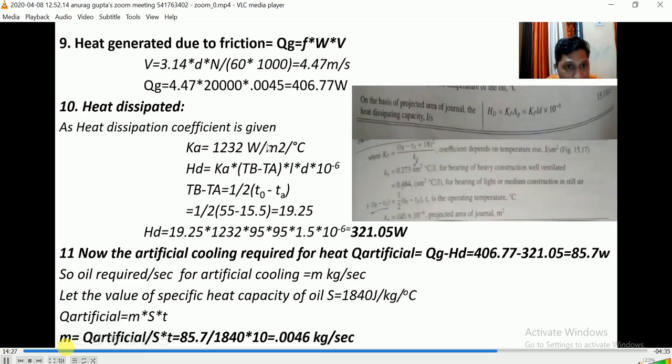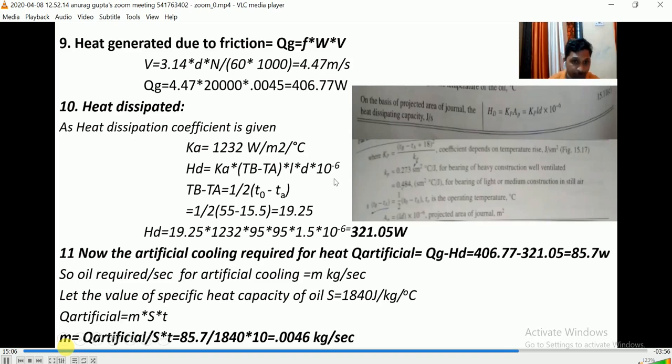So for using this Ka, we have to establish an equation for heat dissipation, and this equation can be written by viewing the unit of this heat dissipation coefficient. The heat dissipation coefficient unit is watt per meter square degree centigrade. That means we have to multiply this coefficient with the projected area and the temperature difference between bearing and the ambient temperature. So the heat dissipation will be equal to Ka into Tb minus Ta into projected area in meter square.